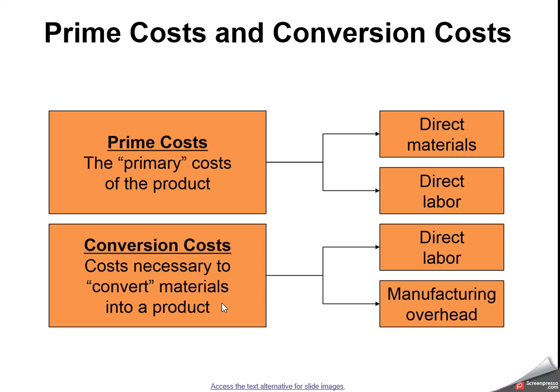The conversion costs are the costs that are necessary to convert the materials into that finished product. So again, direct labor is involved in there, like the assembly line people who are putting it together. And then there's manufacturing overhead, again, to run that assembly line.